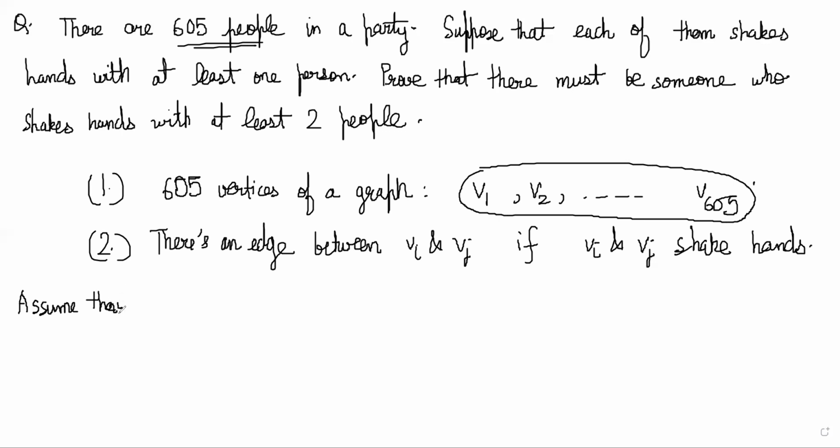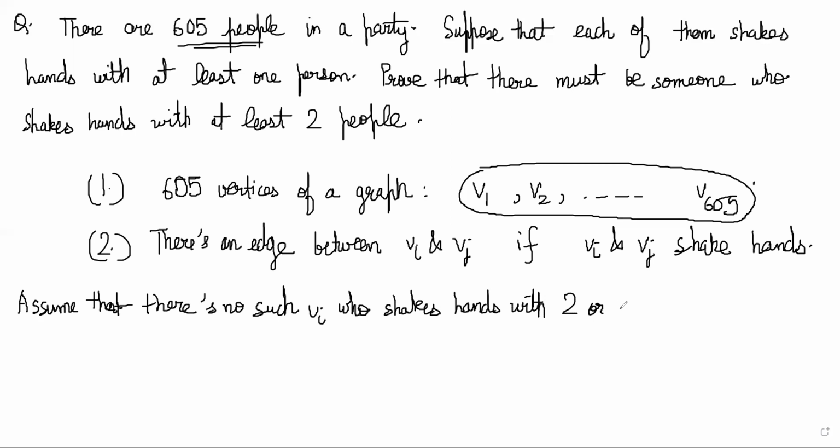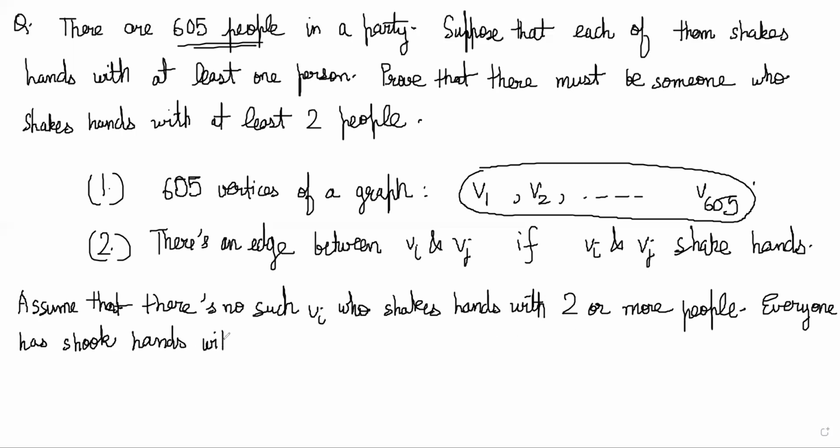Assume that there is no such person, no such person who shakes hands with two people or more. So what does that mean? That means that everyone has shook hands with only one person, right? Because two or more is not allowed, so everyone must shake hands with only one person.